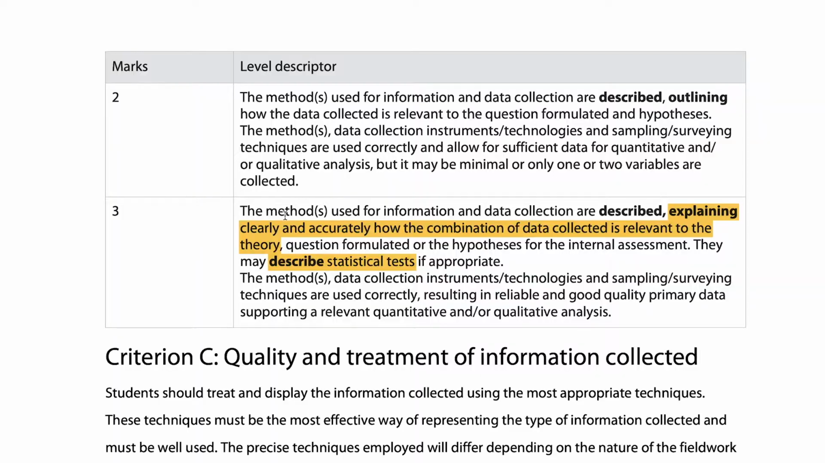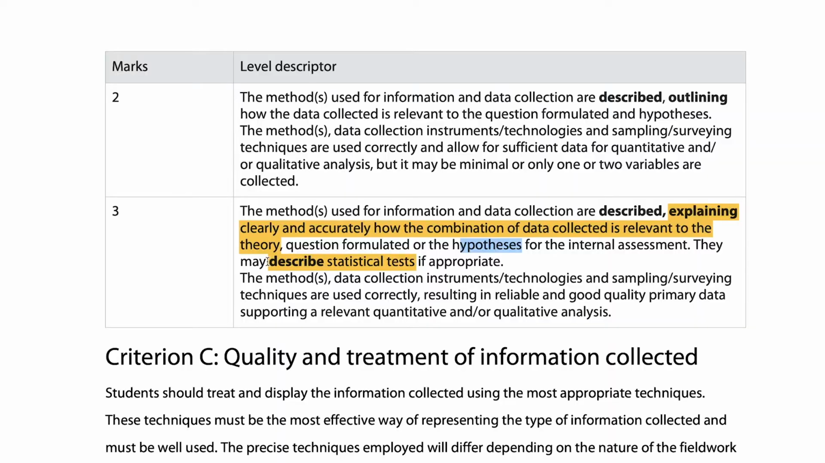So when you say here, this is how we collected the data, why? Why is this the best way to prove this particular theory? Why is this the best way to show your geographic knowledge? How do these two relate? And if we continue, question formulated or the hypotheses for the internal assessment are also explained. So once again, the hypotheses, this is all about your geographic knowledge. Why did you come to these hypotheses? Why did you formulate this question? Why? And again, they may describe statistical tests if appropriate.